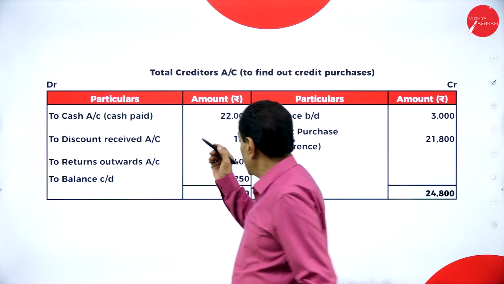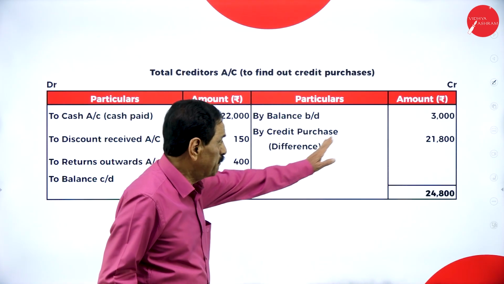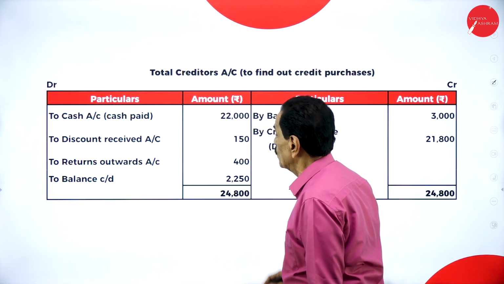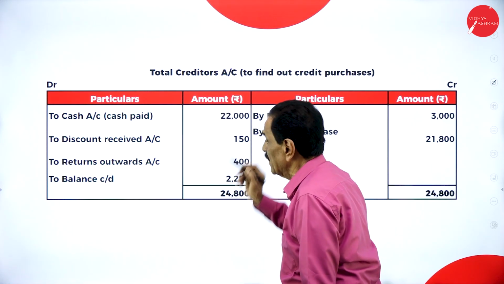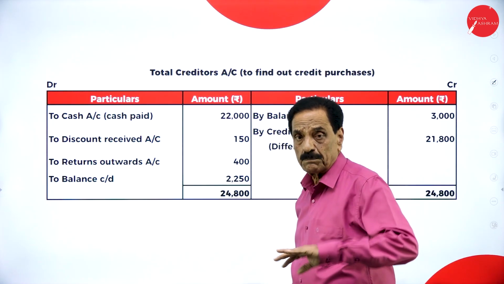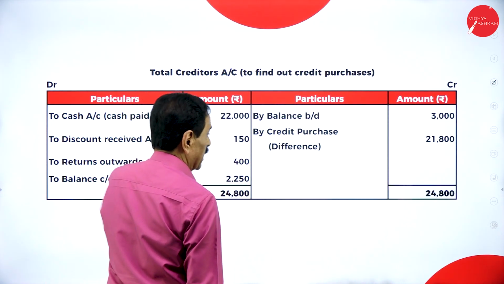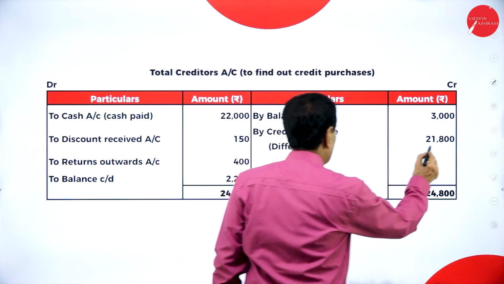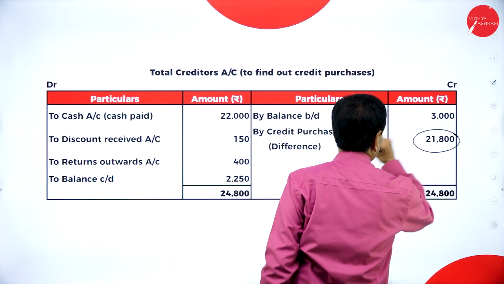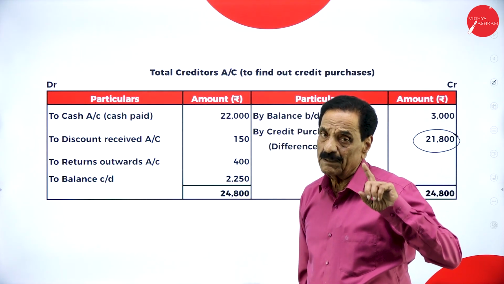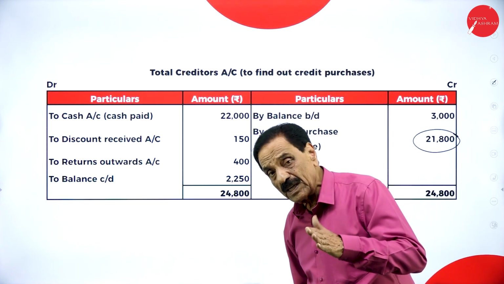Then total creditors account, by balance brought down 3,000. You have paid the cash 22,000. Discount received 150. Return outward means purchases return is 400. Balance carried down is the closing balance. The difference will come 21,800, which is nothing but credit purchases. So we got the credit sale and credit purchases. You have got a cash sale also.